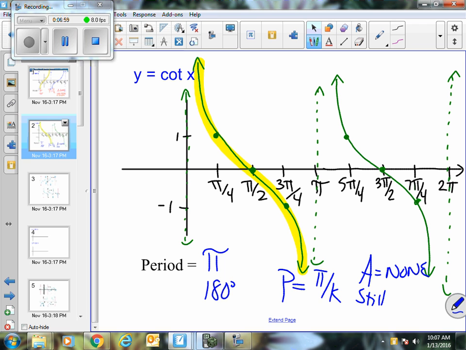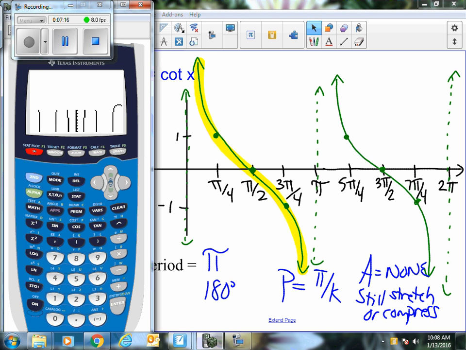So there still can be a stretch or a compression depending on what that number out front is. If it's a 1, it's the regular graph, but it can still stretch or compress if that value changes. So it's really easy to figure out cotangent if you know what tangent is. All right, so let's take a quick peek at the graphing calculator so we can see what that looks like.